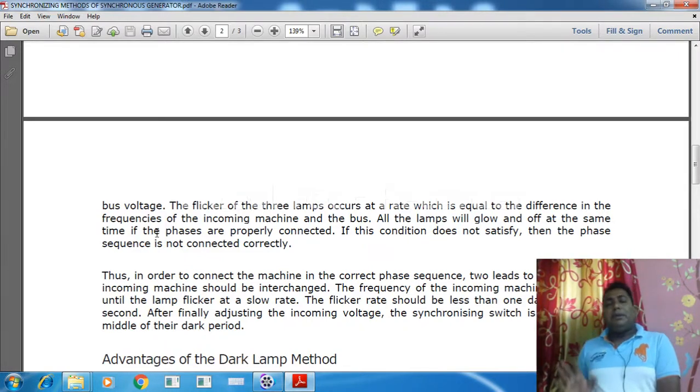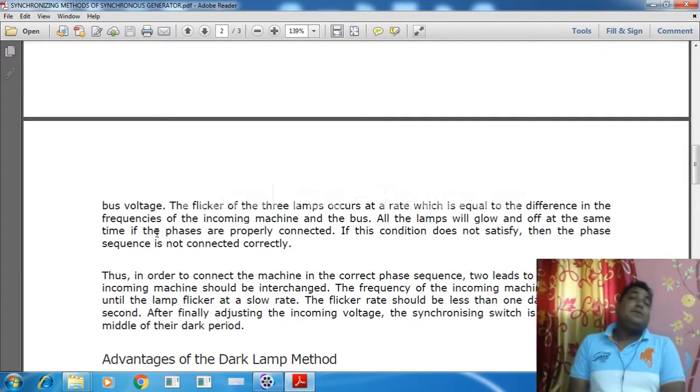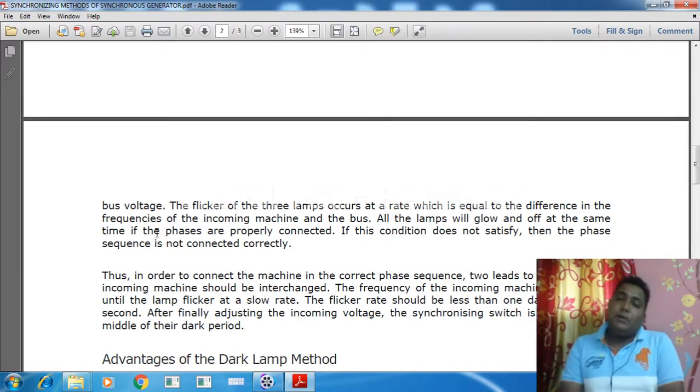So how to check the frequency? The flickers of the three lamps occur at a rate equal to the difference in the frequencies of the incoming machine and the buses. Like this we can check the frequency and correct it. And now, how to check the phase sequence? All the lamps will glow and go dim, glow and dim, in this way at the same time if the phases are properly connected.